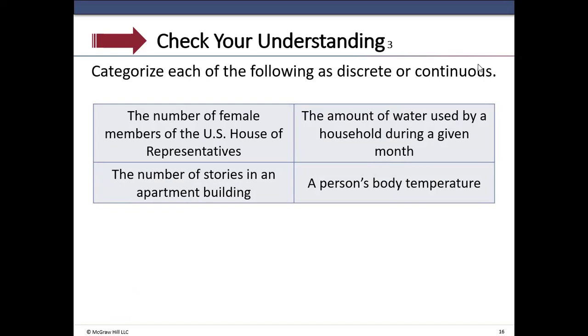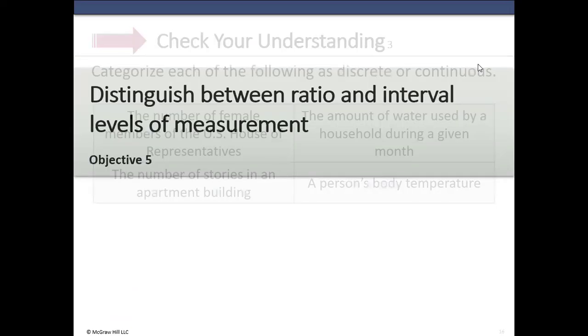Person's body temperature, on the other hand, is measured by a thermometer, can take any value in an interval such as between 98 and 99. Normal body temperature is 98.4 Fahrenheit.